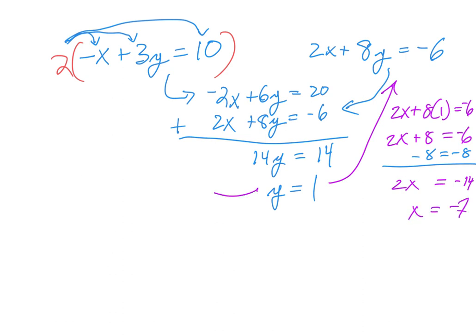Let's hope I get the same thing over here. And I'm going to do the original equation, not the multiplied one. Negative x, excuse me, plus 3 times 1 equals 10. Negative x plus 3 equals 10.